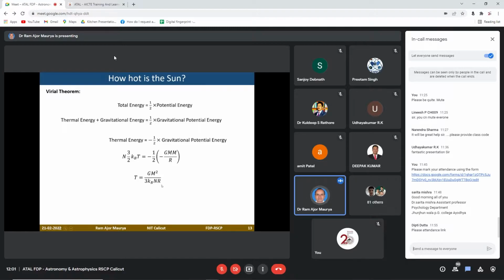From this we can estimate the temperature, and it is 10 to the power 6 Kelvin. This was first worked out by Eddington. This is how hot the sun is. This temperature is in the interior of the sun. We have million degree Kelvin in the interior, and the surface is around 6,000 Kelvin. So this is almost equal to the accurate temperature that we have in the case of the sun.